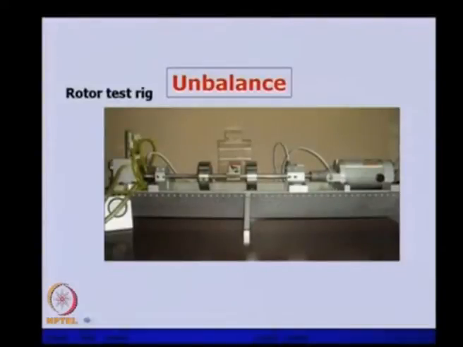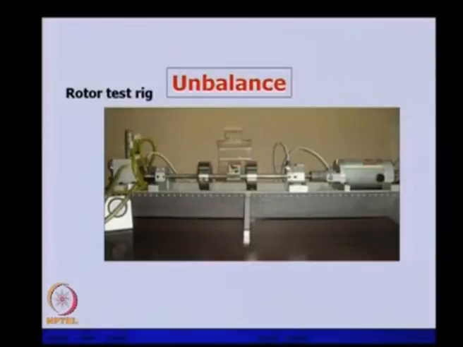Now, coming to the unbalance, we have already seen the procedure of how to balance a rotor. This is a typical rotor in which there is a motor, and the bearings are here: this is a fluid film bearing and this is a bush bearing. There are two discs mounted on a flexible shaft. There is provision to measure the vibrations at several locations.